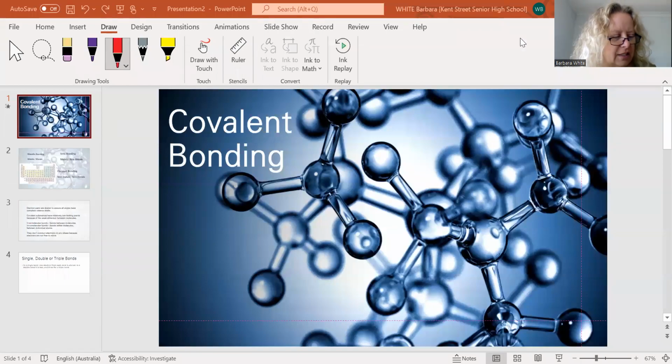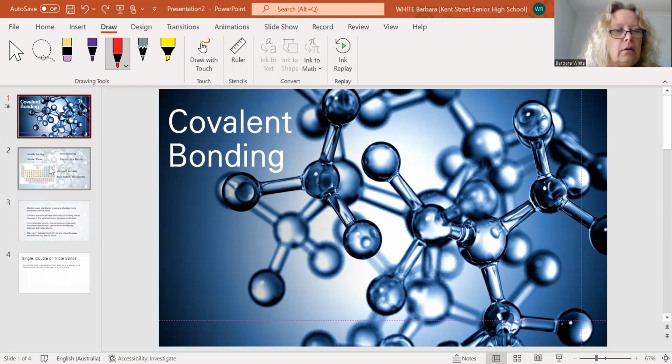Good morning, Year 11s. I know that we've put some notes and textbook stuff and videos up for you, but I couldn't resist trying to explain this to you myself. So this week we're looking at covalent bonding.